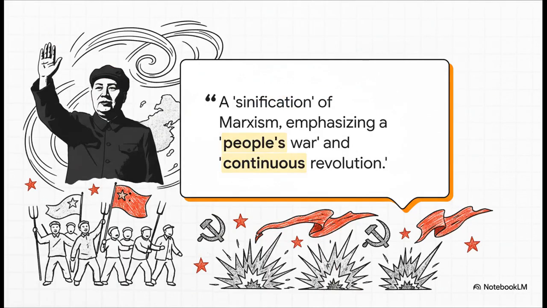Now let's head east to China. Mao Zedong took this Soviet model and adapted it for a society that was mostly rural and full of peasants. This Sinification, or Chinese version, became known as Maoism. It was all about mass mobilization in a people's war, and this brutal idea of a continuous revolution to purge society of anyone who was seen as an enemy.